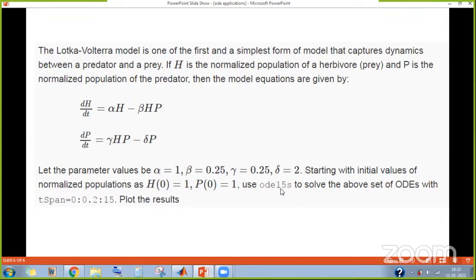But instead of using ODE45, we have another MATLAB function, ODE15s. It is also used for solving ODEs. ODE45 uses an adaptive Runge-Kutta method, and this uses some other method. I'm not quite sure right now, but it is said to be more efficient than ODE45. We will be solving this for the time span from 0 to 15 with an interval of 0.2, and then we will try to plot the results. So let's go ahead.